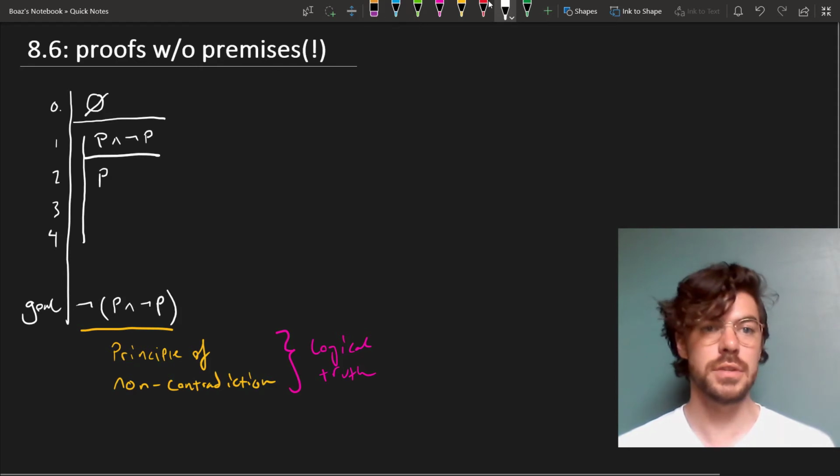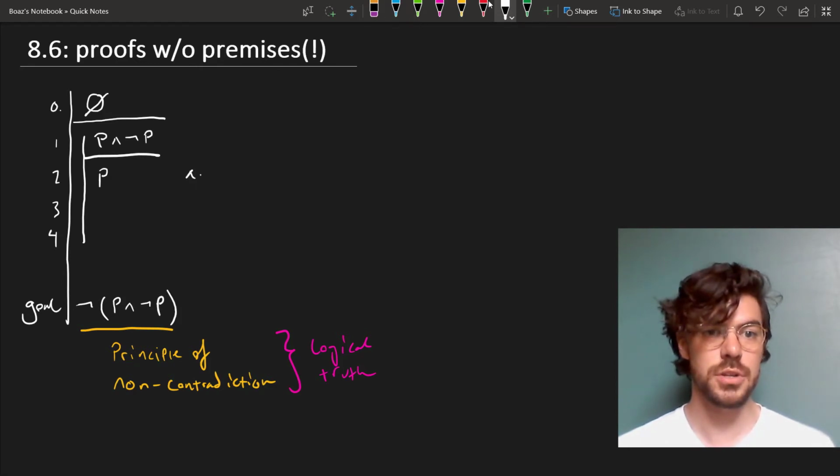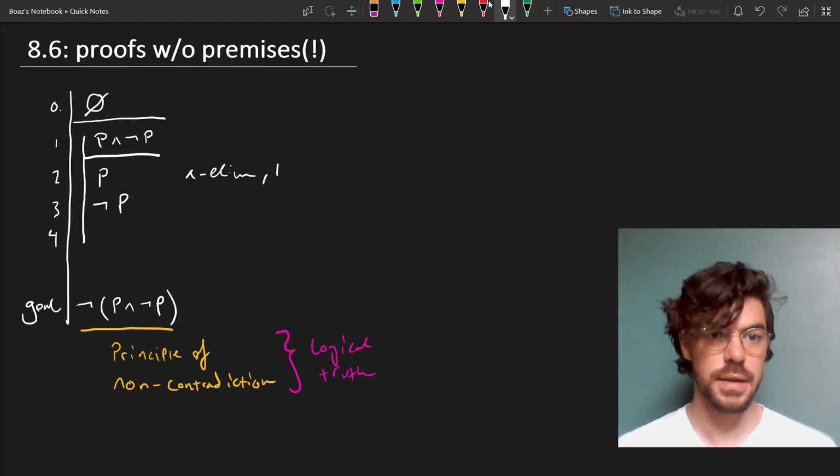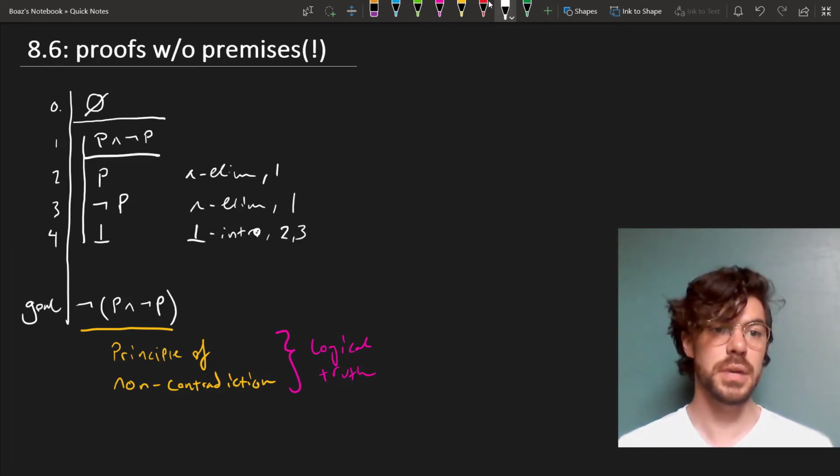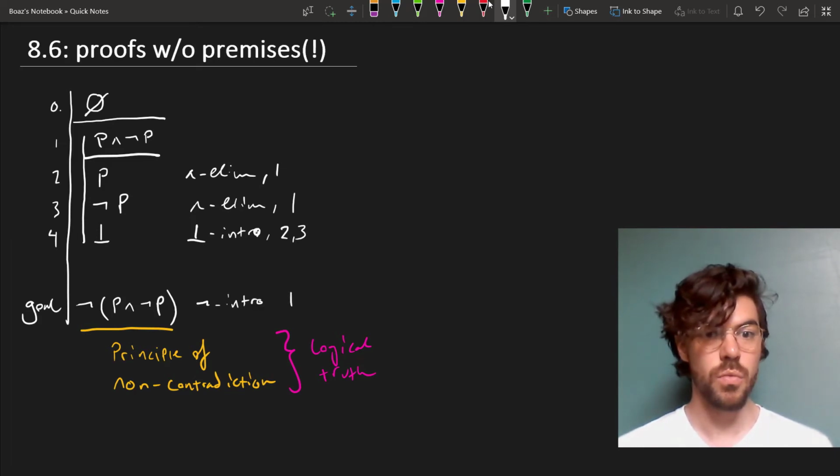So the P on line 2 we can derive by conjunction elimination on line 1 of our subproof here. We can likewise derive not P by and elim on 1. But this just gets us precisely what we wanted by 2, namely a falsum, which we can introduce by falsum introduction on 2 and 3. So our assumption, P and not P, is false. And this just gives us our goal down here by negation introduction on 1 to 4.